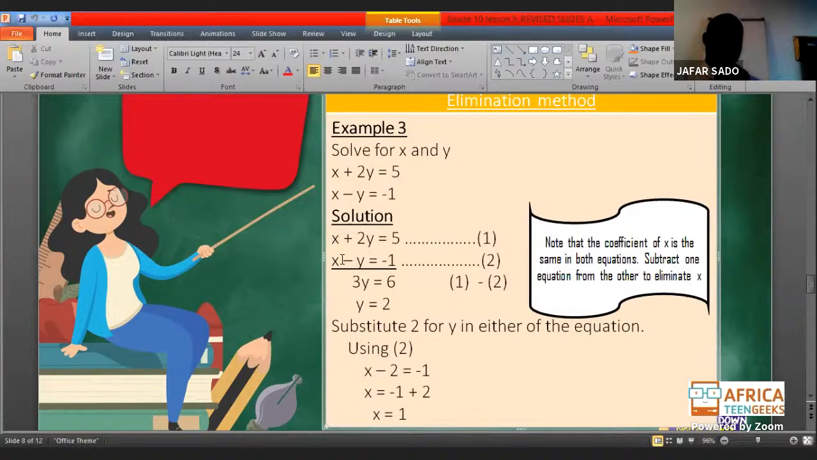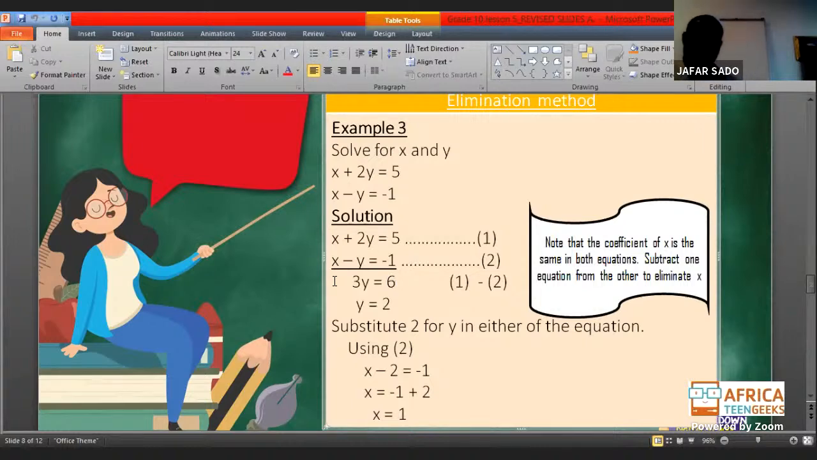Again, x minus x is 0. The top x, we are subtracting equation 2 from equation 1. So x minus x is 0, fine. That gives us what? 3y, right? And we say 5 minus 1, and that gives us 6. I hope you understand that.